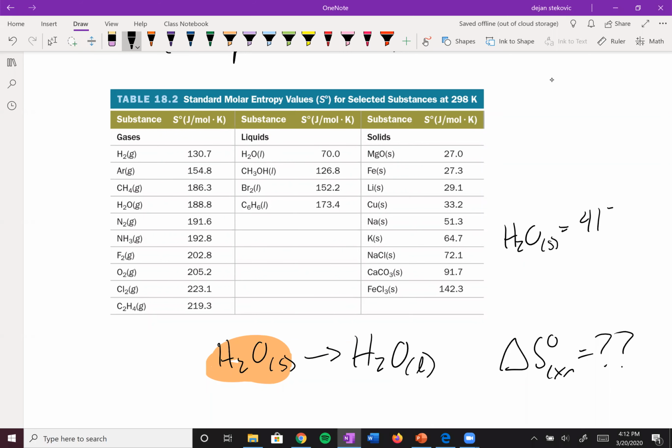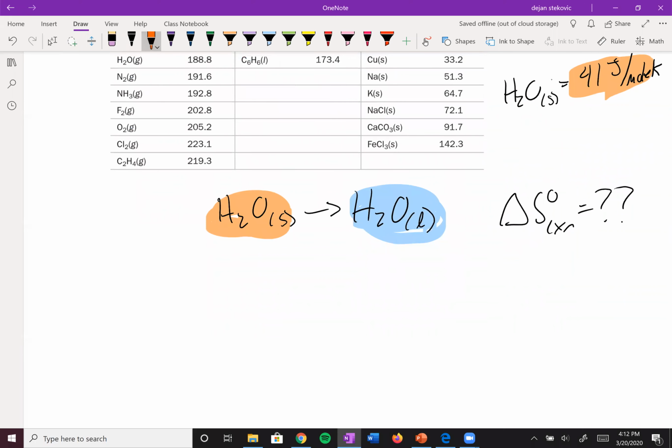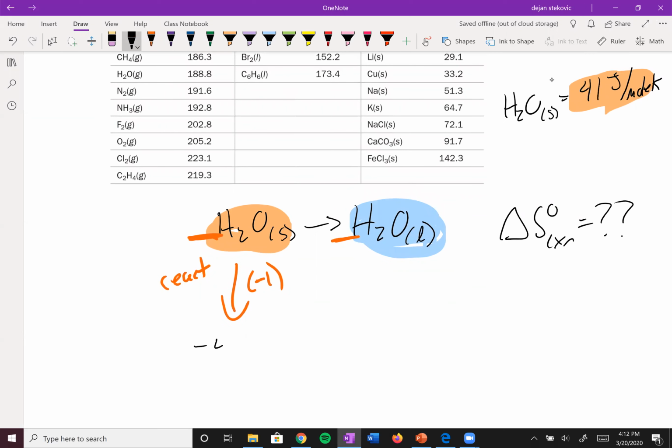Solid water is 41 joules per mole Kelvin. So we can just pull this number straight from here. Liquid water, we just find liquid water right over here. And then we think about, since this is a reactant, we're not forming it, we're destroying it. So any reactant, you're going to multiply by a negative number. And since both of these coefficients are 1, we're going to multiply both of these numbers by 1, as you'll see. So this is a reactant, so it gets multiplied by -1. So this 41 becomes a -41 joules per mole Kelvin.